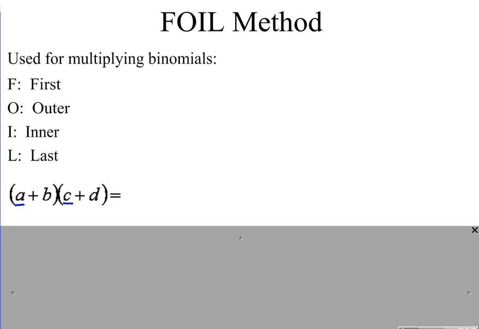First means multiply the first two terms. That's distributing A to the C. We get AC. Outer. Take the A, distribute it to the D. A times D is AD. I for inner. The inside terms. Take B, distribute it to C. B times C is just BC. And finally, L is last. Take that B and distribute it to the last term. B times D is BD. There are no like terms, so we cannot go any further.